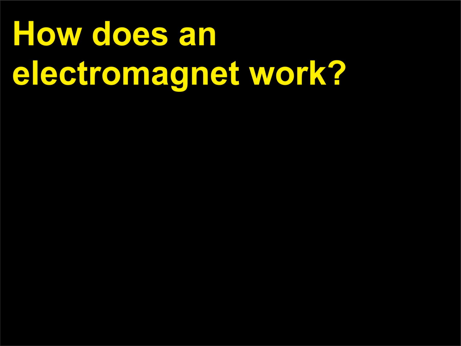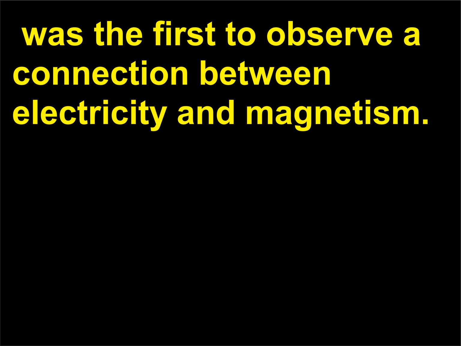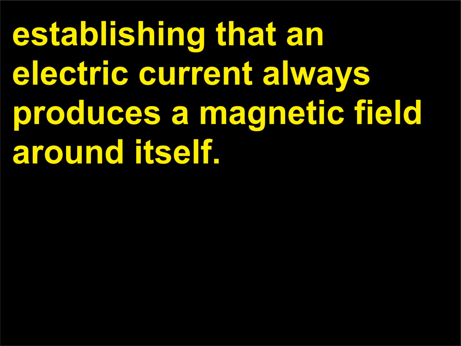How does an electromagnet work? Danish physicist Hans Christian Ørsted, 1777–1851, was the first to observe a connection between electricity and magnetism. He found that a current in a wire caused a nearby compass needle to rotate, thereby establishing that an electric current always produces a magnetic field around itself.